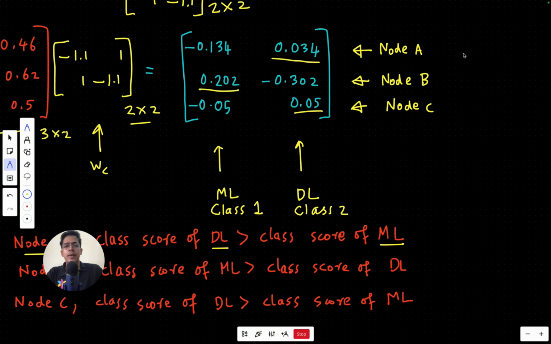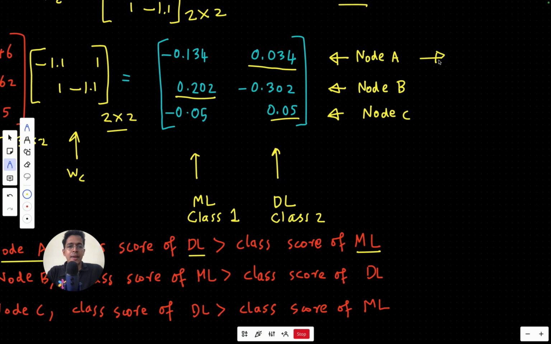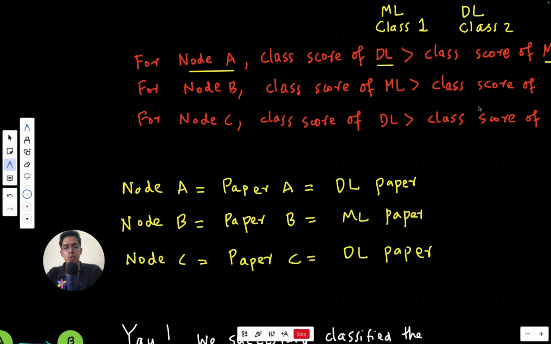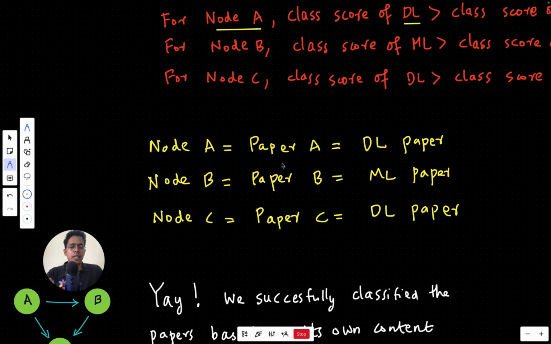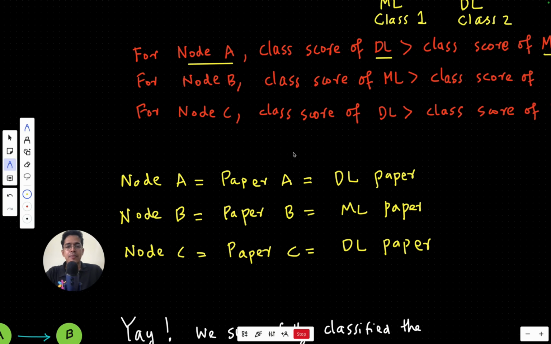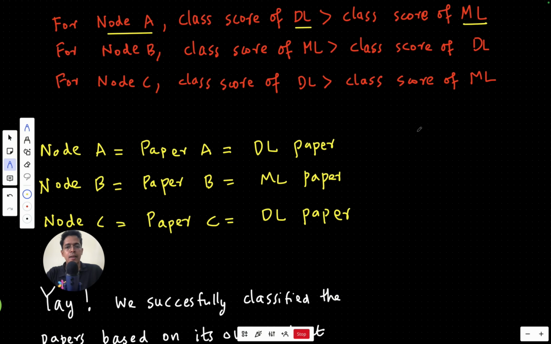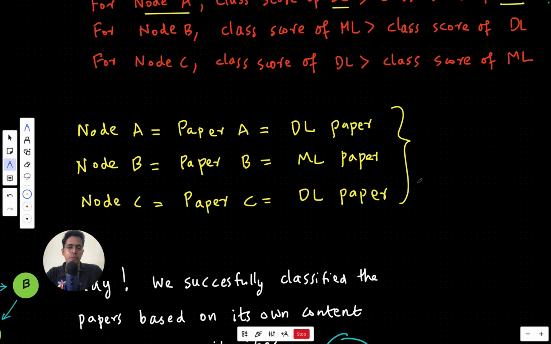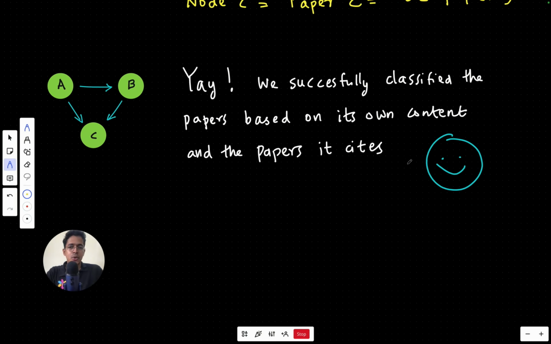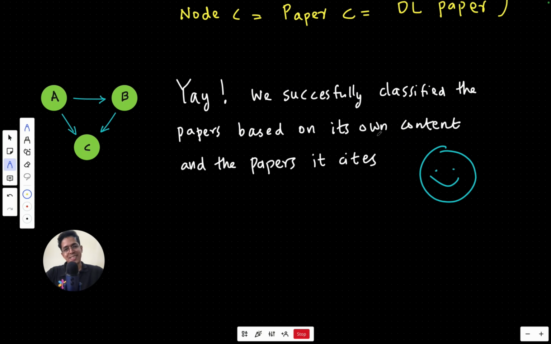So what does this mean? Node A will be classified as deep learning, node B will be classified as machine learning, and node C will be classified again as deep learning. So this is the conclusion. What was node A? Node A corresponded to paper A. We classified paper A as deep learning, paper B as machine learning, and paper C as deep learning. That is the final outcome of node classification. So this means we achieved success.